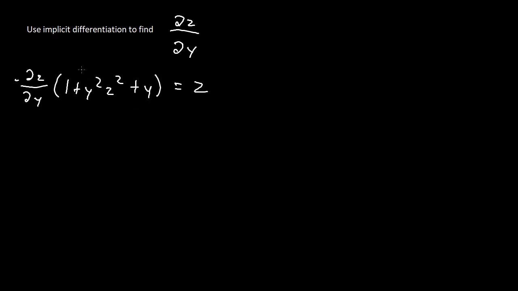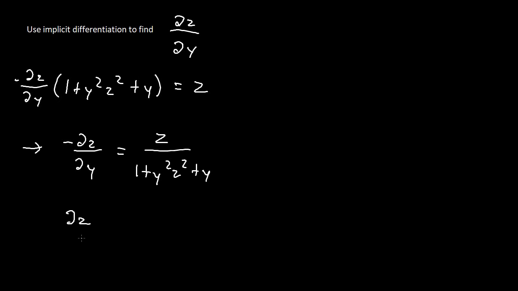So now I can go ahead and divide over this term, or this group of terms here. So we get negative partial derivative of z with respect to y equals z over 1 plus y squared z squared plus y. And then if I go ahead and divide over the negative, we'll get the partial derivative of z with respect to y equals negative z over 1 plus y squared z squared plus y.